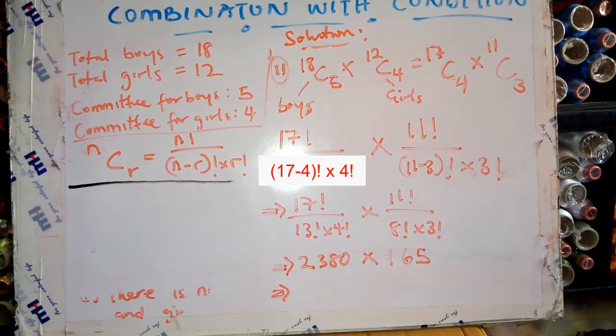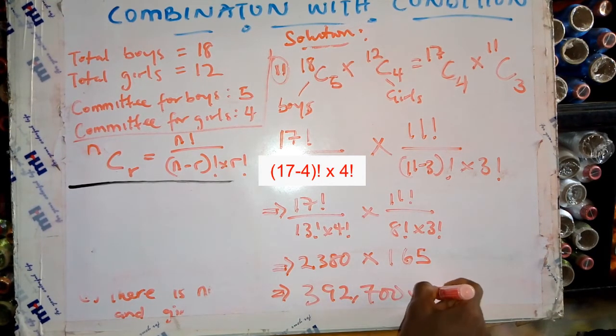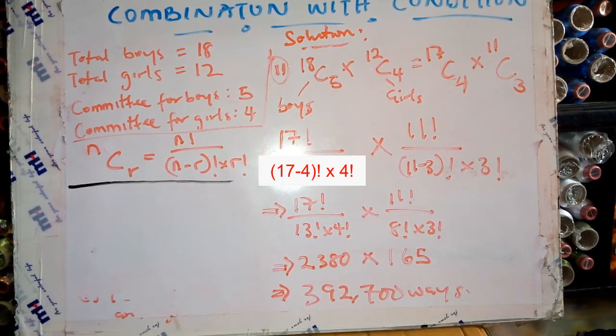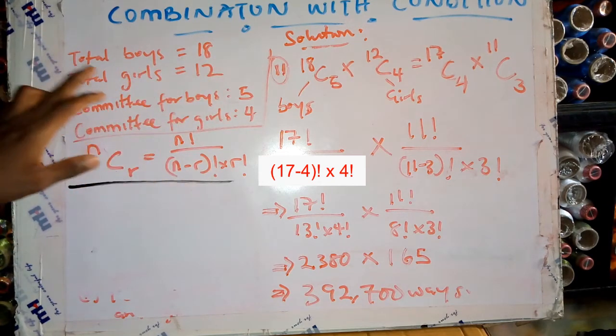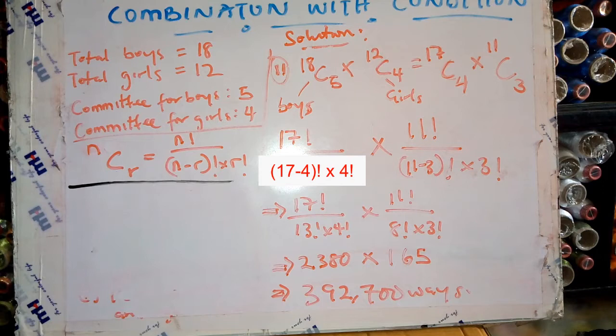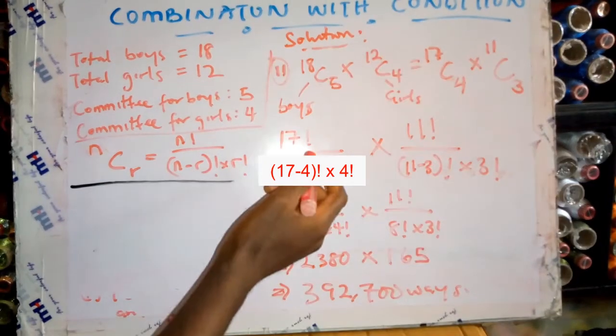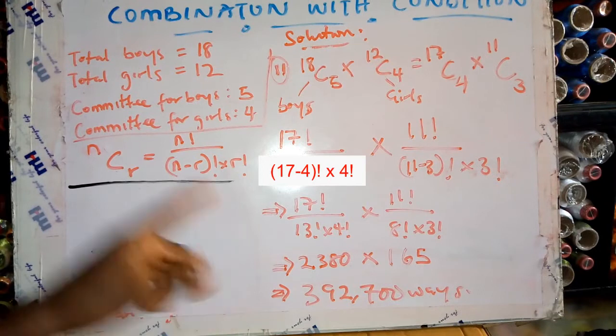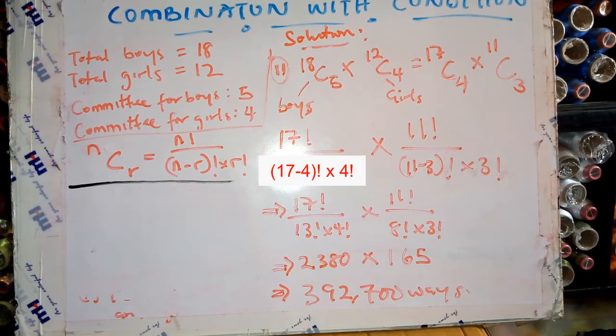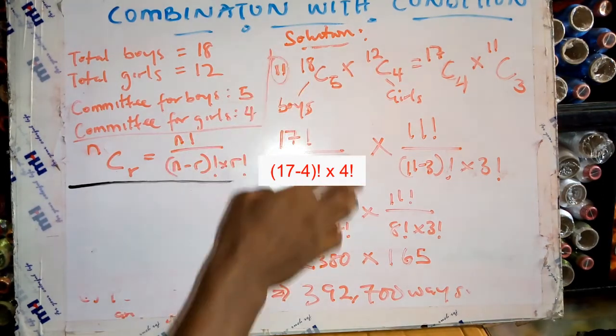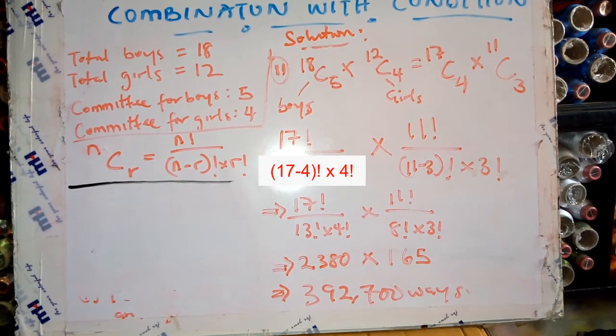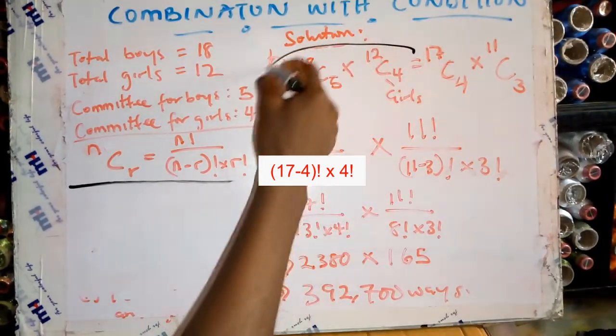By the time we multiply 2380 times 165, that will give us 392,700 ways, and that is the answer to the second part of the question. From a total of 18 boys and 12 girls, we have to pick a committee of 5 boys and 4 girls, but the condition given is that one particular boy and one particular girl must be in that committee, and without any restriction.